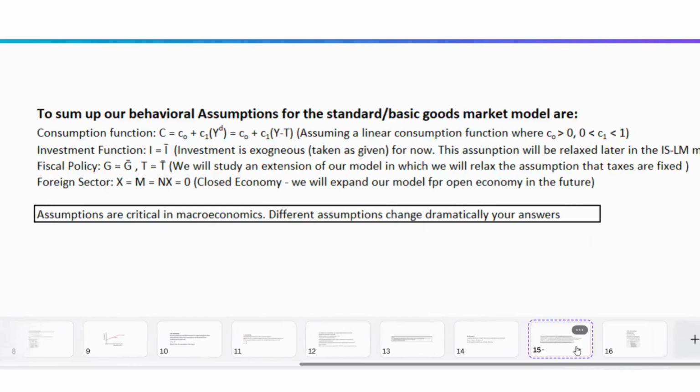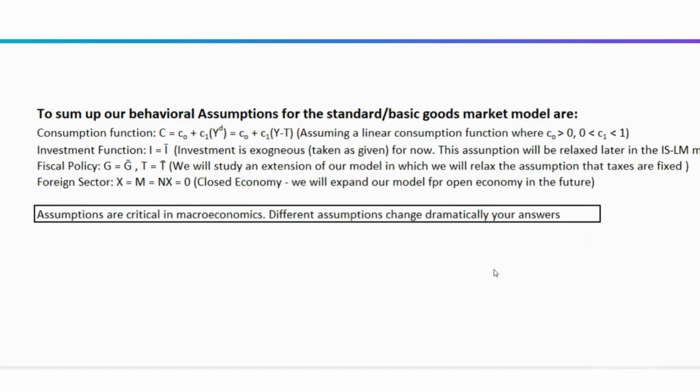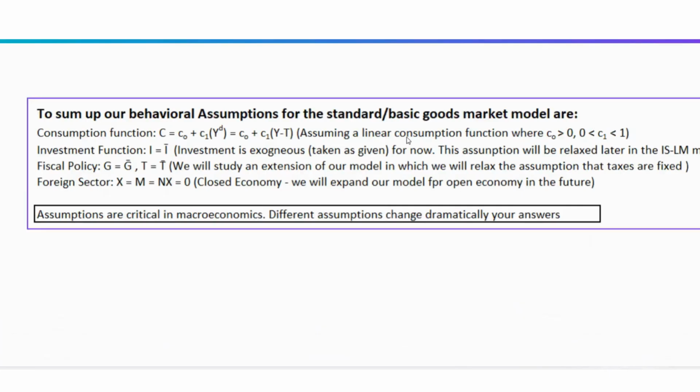We will expand our model for the open economy in the future, where we look at the goods market model for the open economy. But to sum up, our behavioral assumptions for the standard or what we call the basic goods market model are: we assumed a linear consumption function, C0 plus C1 times (Y minus T), where Y minus T is disposable income. We assume that investment is exogenously given for now, and we'll later relax this assumption. And when it comes to fiscal policy, we're assuming G and T are exogenously given, and we looked at two reasons why we typically do that. We'll later look at an extension of the model in which we'll relax the assumption that taxes are fixed.